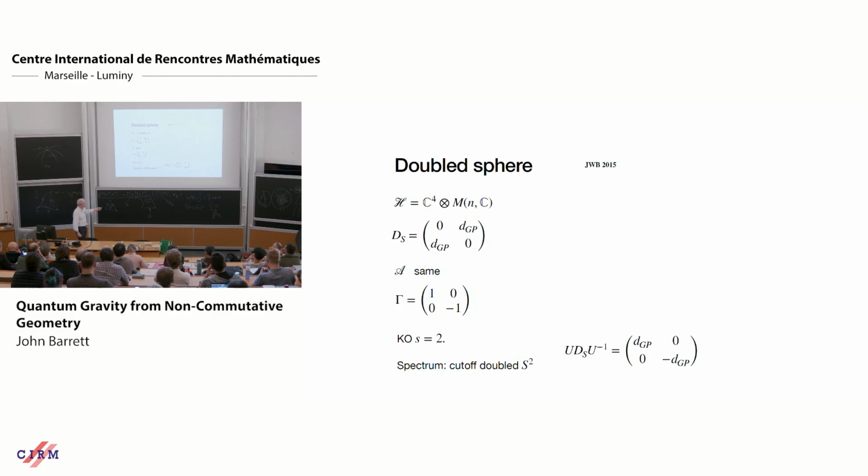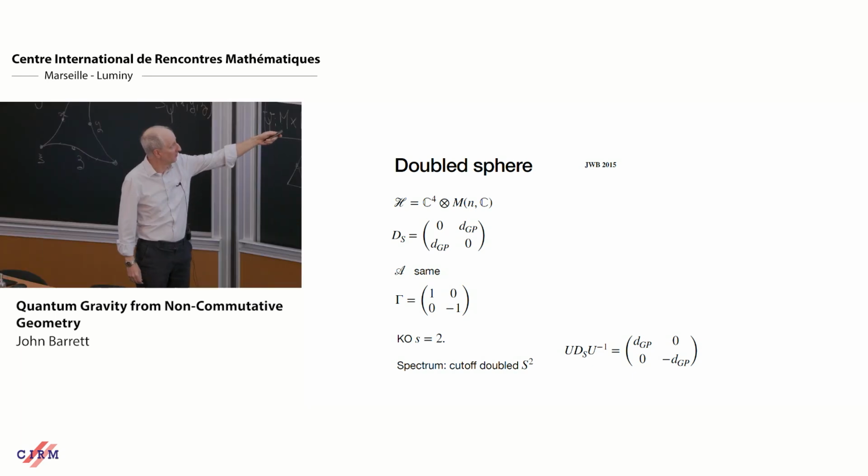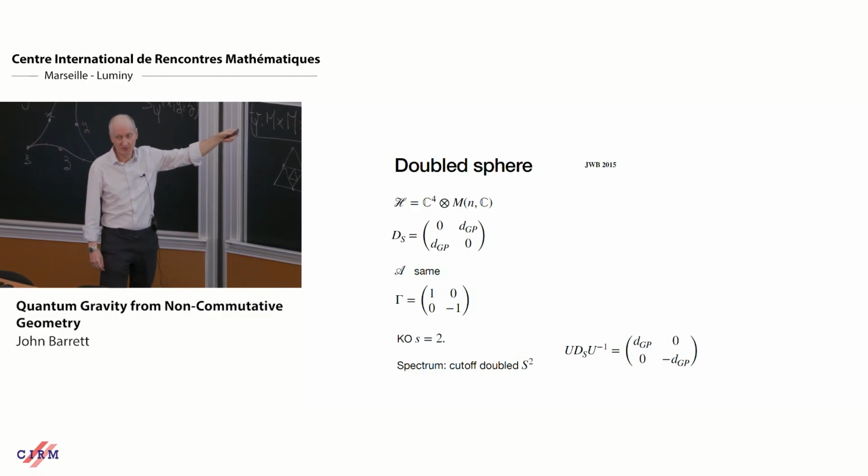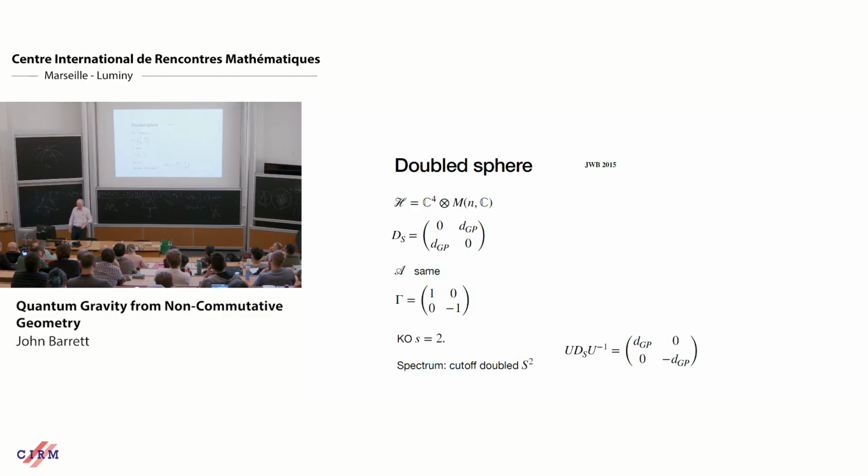So the spectrum is again a doubled S2, but cut off. There's twice as many eigenvalues. And just a note for later that you can, of course, use the unitary operator very simply to sort of diagonalize, in a sense, the 2 by 2 matrix and have dGp and minus dGp, at the cost of messing up the chirality operator. Okay, so that's the doubled sphere.